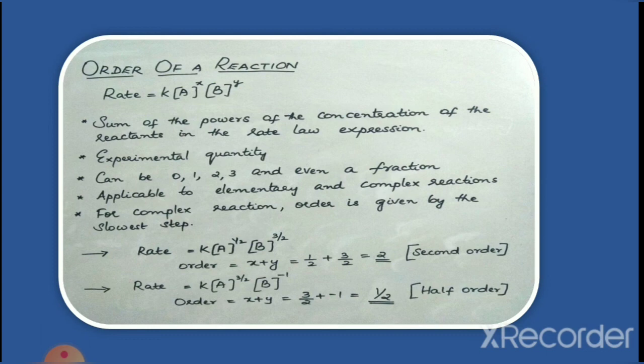Now consider the next example. Let the rate law expression be given as rate is equal to rate constant k into [A]^(3/2) into [B]^(-1). Here the order will be equal to x plus y, which is equal to 3/2 plus minus 1, that gives order as equal to half. It is a half order reaction.